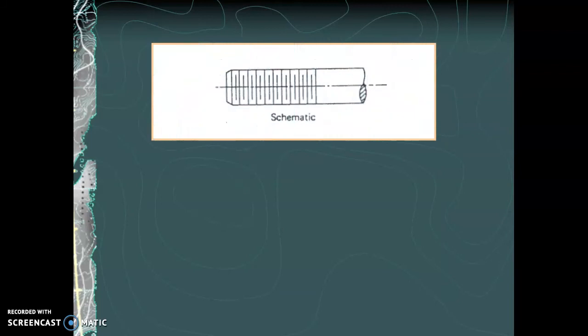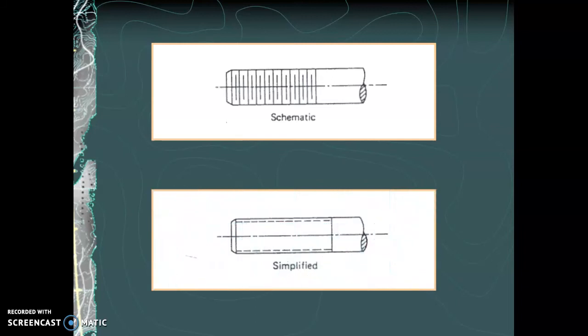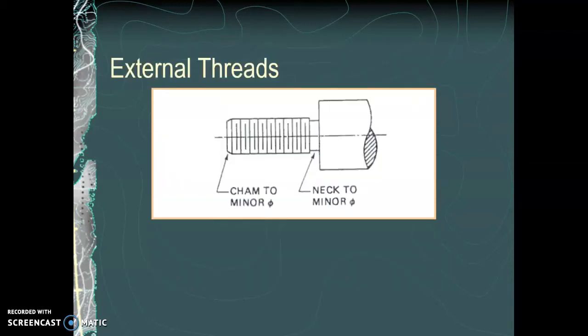Of course, this is the schematic. This corresponds with what we saw earlier for internal threads and the simplified method. So rather than having the dashed line on the outside of the hole, now we see the dashed line on the inside of the fastener, the inside of the visible line, showing the edges of that fastener.